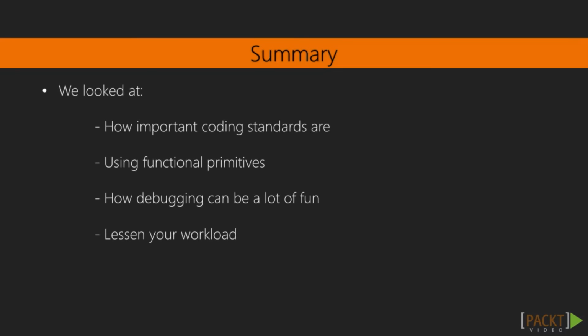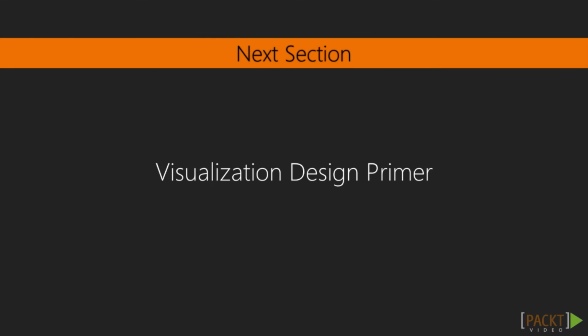We haven't covered as much in these sections as we have in others, but that's okay. We looked into some common coding standards and patterns used in D3.js coding, reiterated some of the lessons of the video on functional programming, talked about debugging our visualizations, and looked into avoiding as much work as possible. In the next section, we're going to talk about the design aspect of visualizations. How can we make them work well?